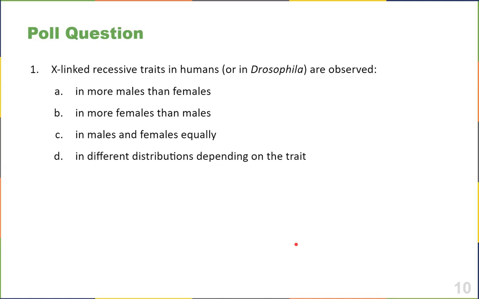X-linked recessive traits in humans or in fruit flies are observed in what? Now notice I don't have only males. So we can have a case where we get X-linked recessive traits in females as well. So A should be the correct answer, in more males than females.